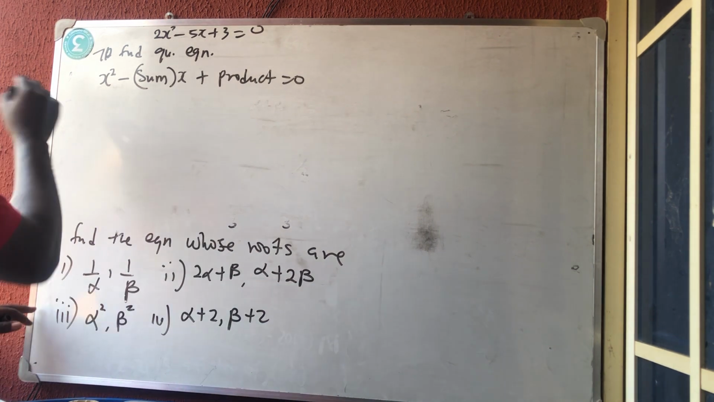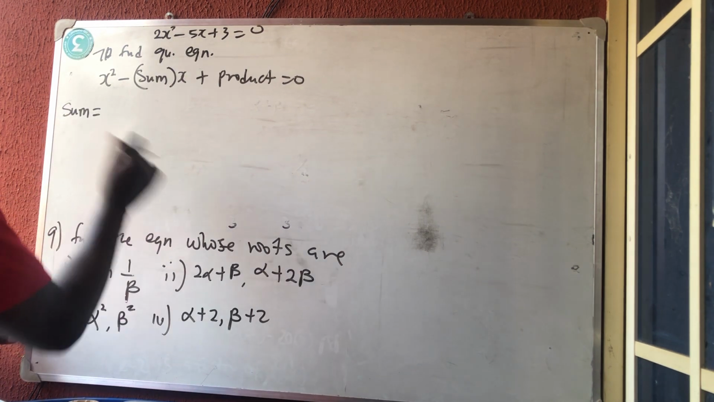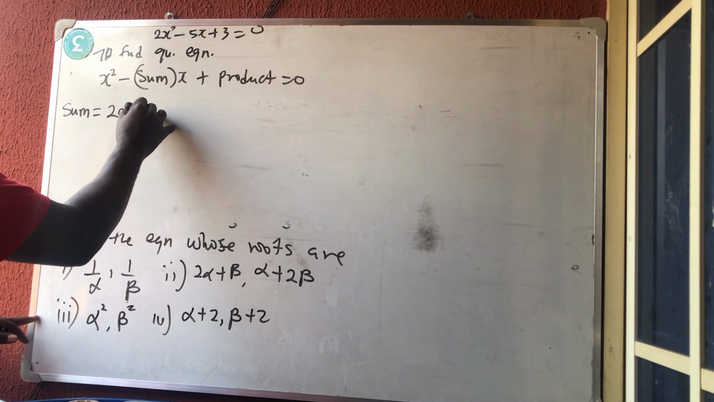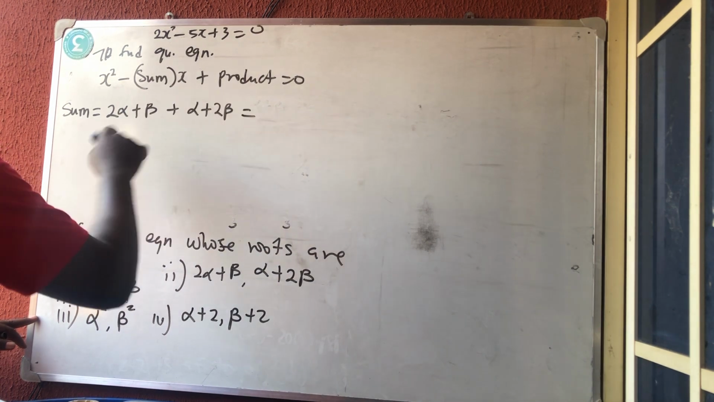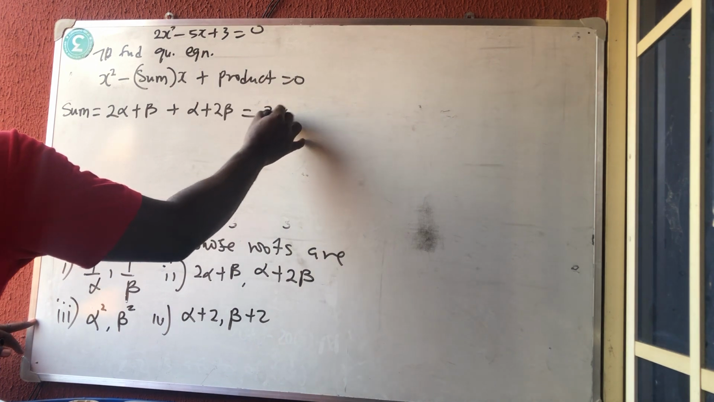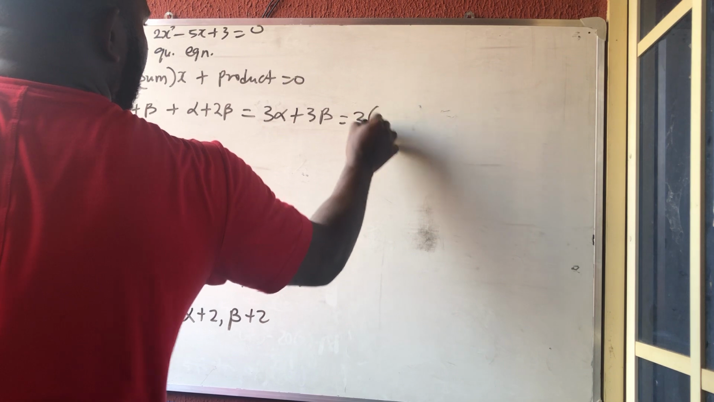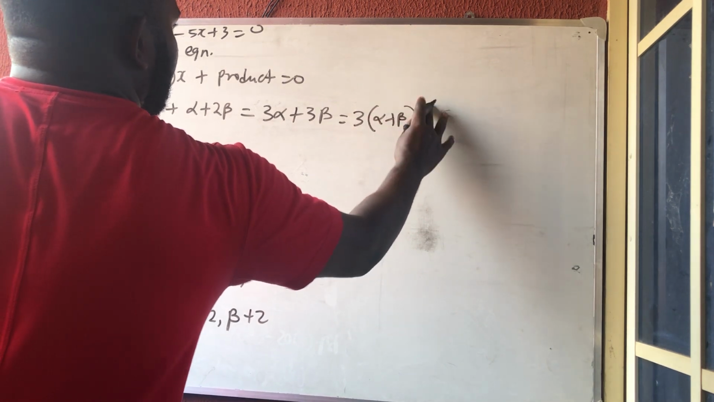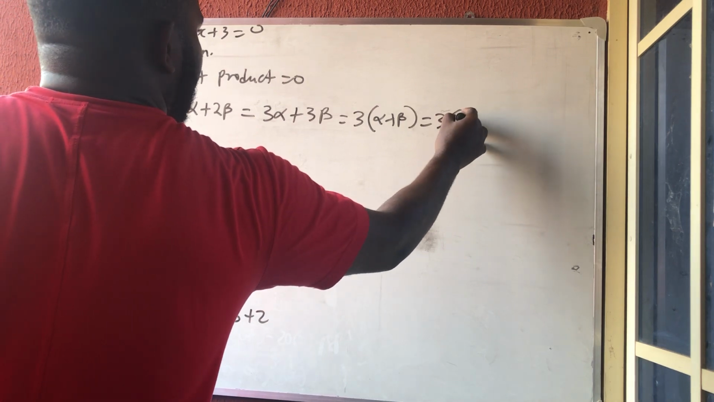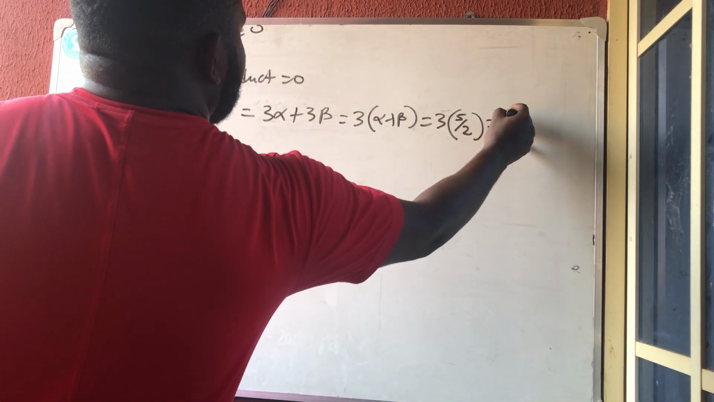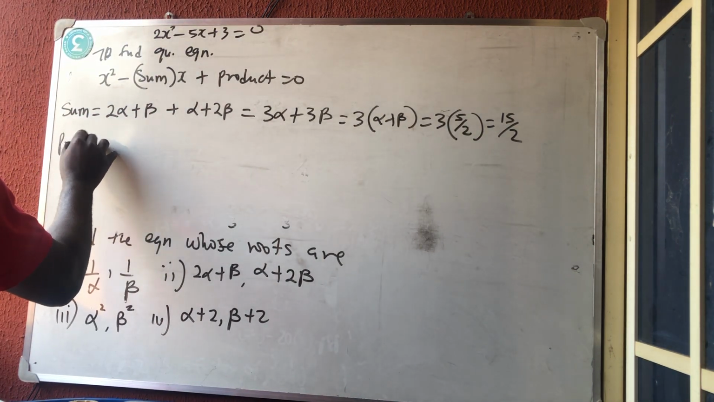This one said the first thing we need is the sum, and the sum means to add everything, which is 2 alpha plus beta plus alpha plus 2 beta. This plus this will give me 3 alpha. This plus this will give me 3 beta. And I know that 3 is common. I'm having 3 bracket alpha plus beta, which gave me 5 over 2. So my answer is 15 over 2 for the sum.